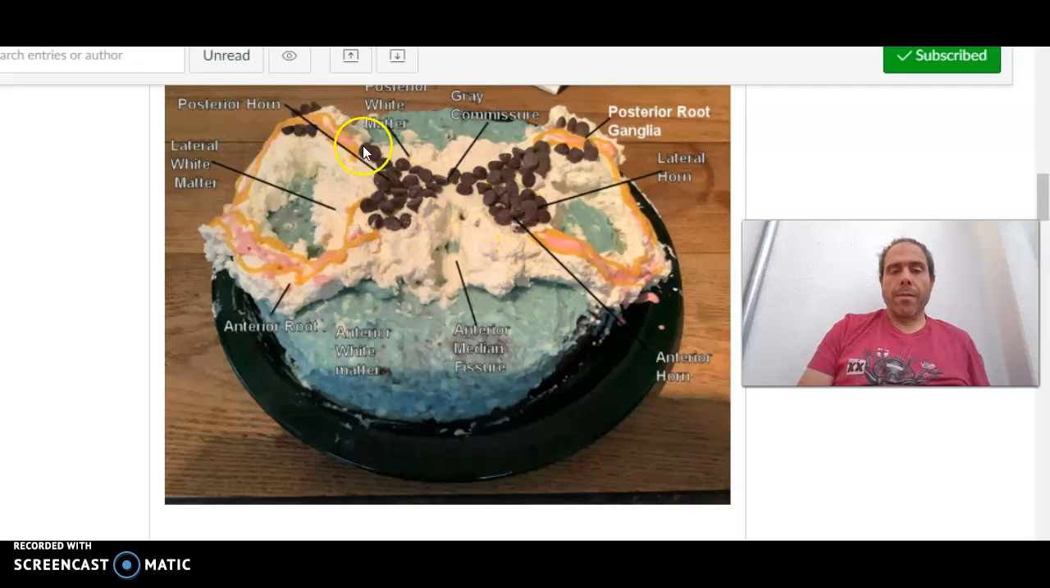We have the gray matter in the center made out of chocolate chips, lateral horn, anterior horn, posterior horn. So this is a thoracic section. We have the anterior root. We have the posterior root ganglia, so see cell bodies there. So my kids decorated this.